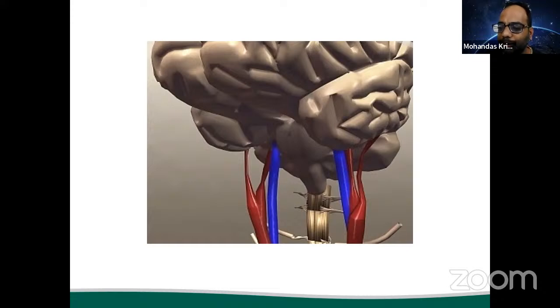It is divided into sulci and gyri. Whatever lines you see are sulci, and whatever raised areas you see are gyri. So that is the part which you have to understand.